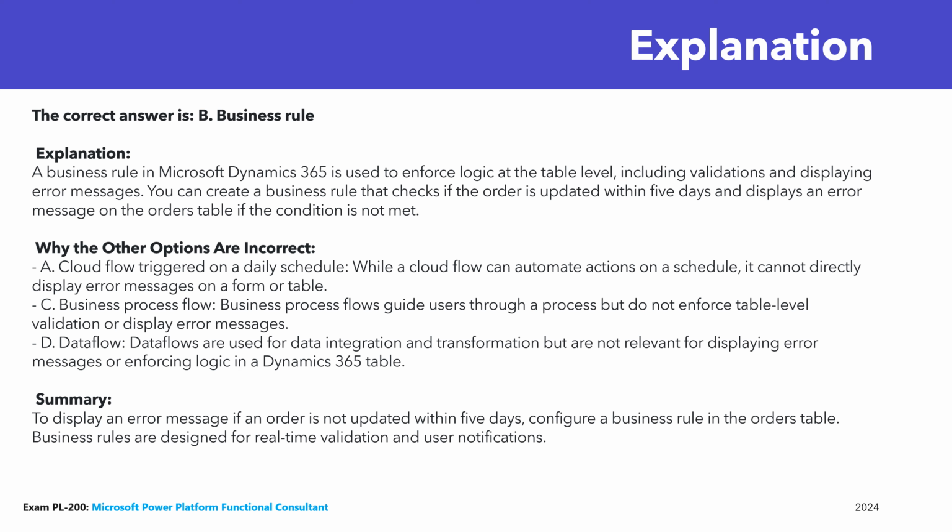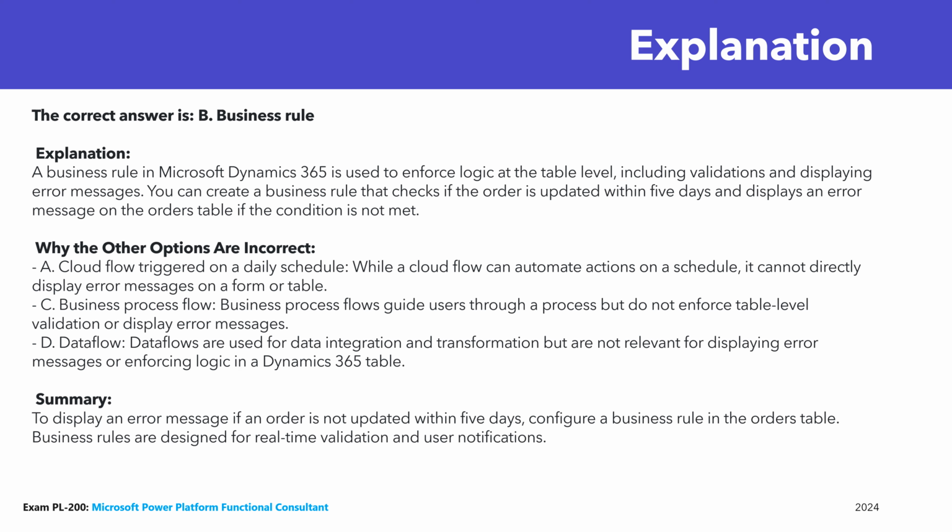The correct answer is business rule. Explanation: a business rule in Microsoft Dynamics 365 is used to enforce logic at the table level, including validations and displaying error messages. You can create a business rule that checks if the order is updated within 5 days and displays an error message on the orders table if the condition is not met.